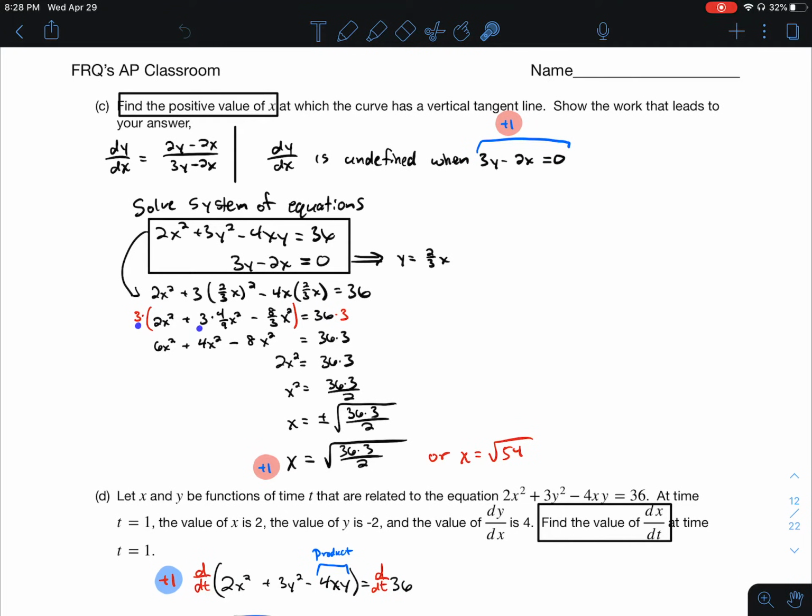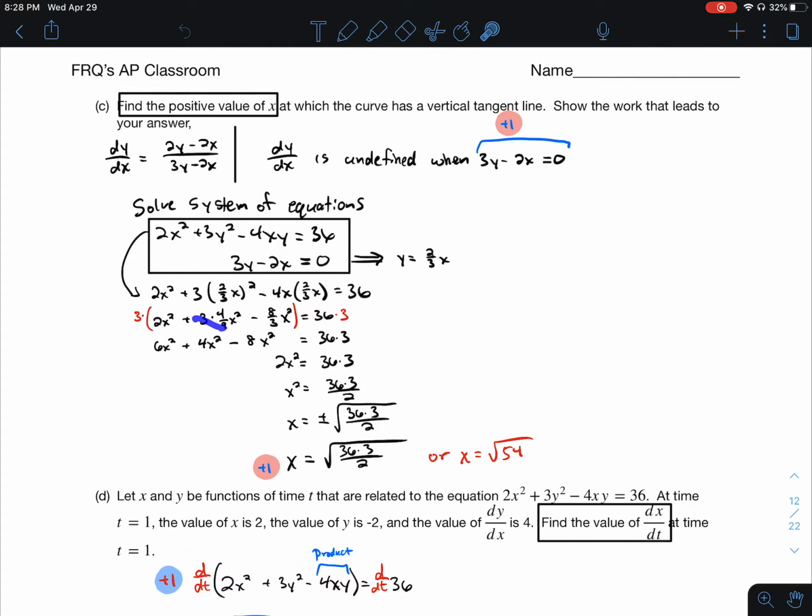So 3 times 3 is 9, and that 9 cancels. Over here, 3 and the 3 cancel. 3 times 2 is 6. 36 times 3 is some number. You don't have a calculator, so if you don't want to figure that out, you don't have to. I did not. Once I get here, combine like terms.